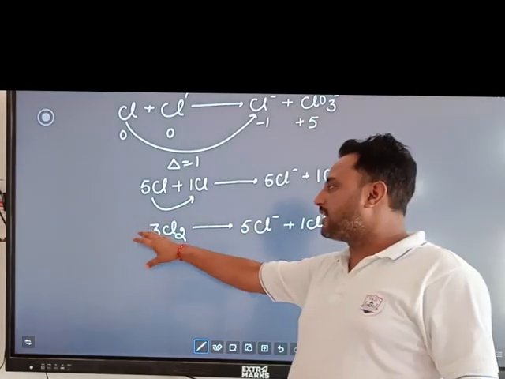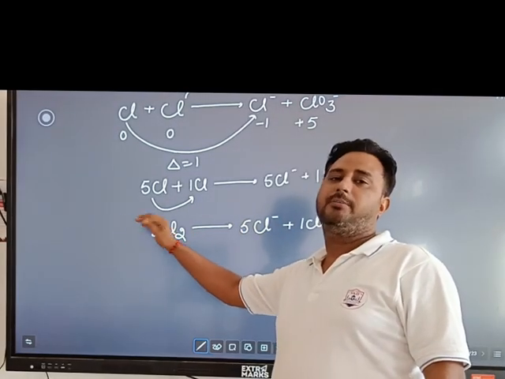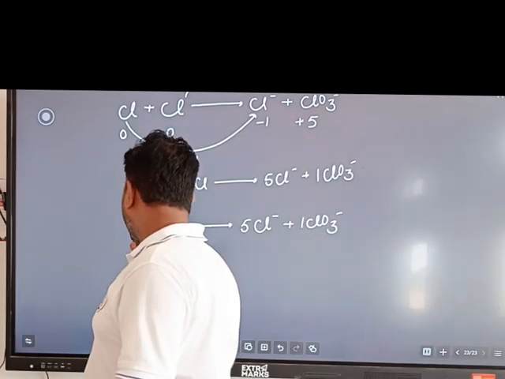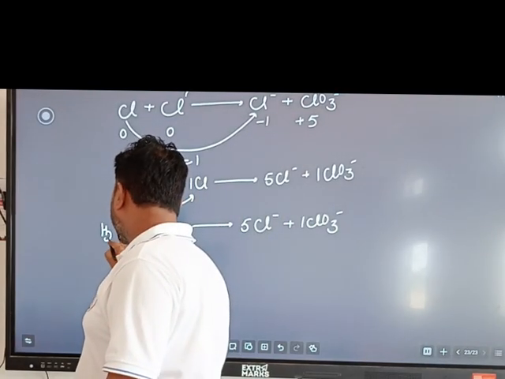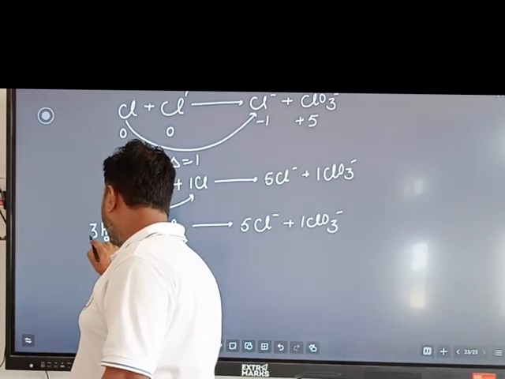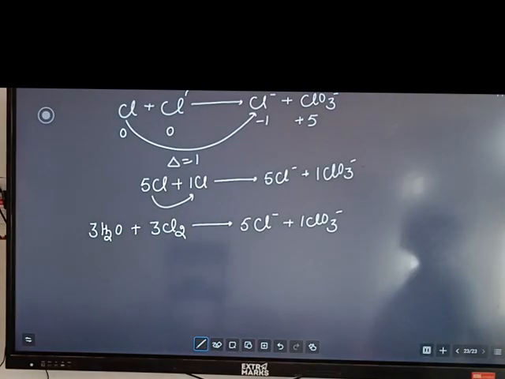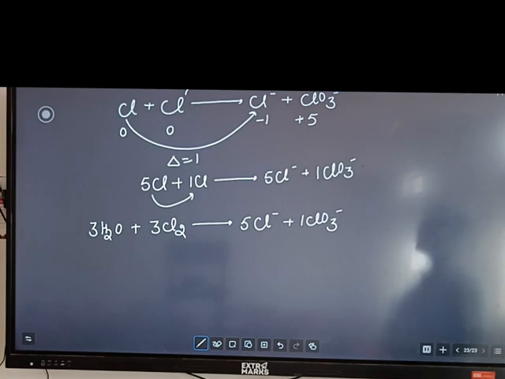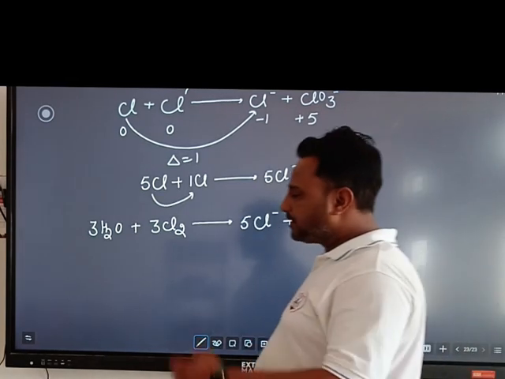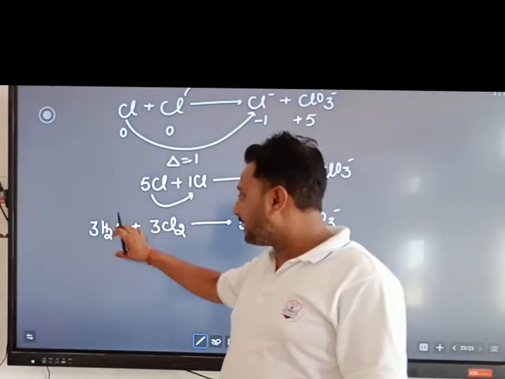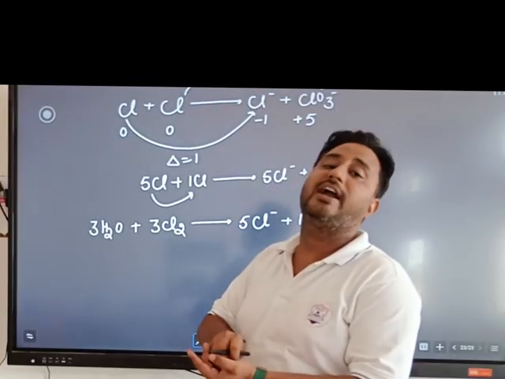So if this side is deficient with the 3 oxygen, it means there will be addition of 3 water molecules which takes place on the reactant side. So after the addition of 3 water molecules, the reaction is 3 H2O plus 3 Cl2. This will give 5 Cl minus plus 1 ClO3 minus. After the addition of 3 water molecules on the reactant side, the reactant side now has 6 hydrogen.